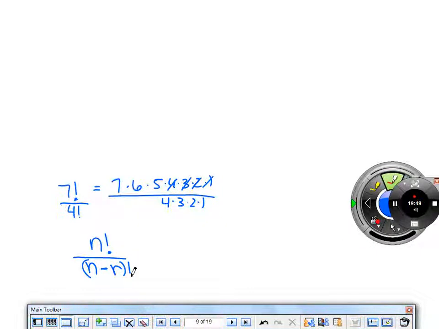How many we want to divide off is our total minus the amount we want. I have 7 things. I want 3 of them. 7 minus 3 happens to be 4, and it'll cancel everything from the 4 down. Okay? So that's how it will work.